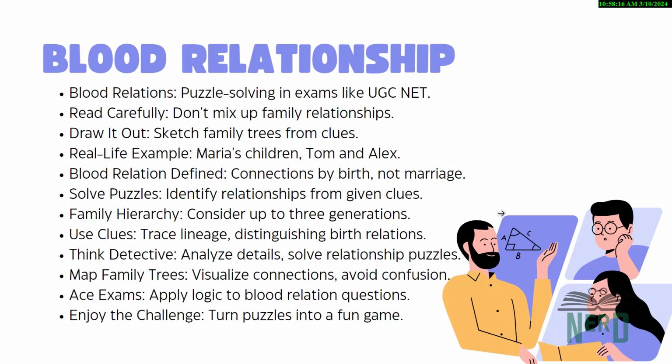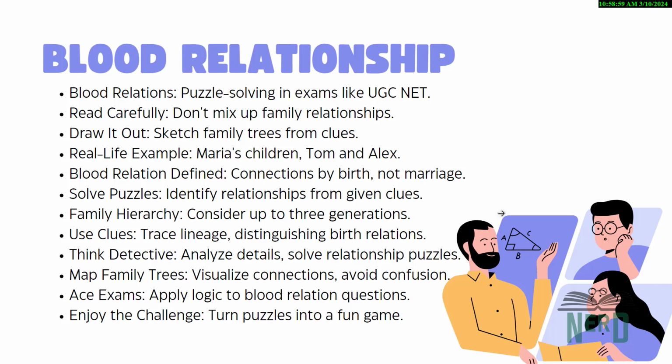And what exactly is blood relation? When we talk about blood relations, we're talking about connections between people because they are related by birth, not because they are married or for any other reason. It's just like when you look at your family photo album: your mom, your dad, siblings, and you are all connected by blood. In an exam, you'll get a puzzle that describes how a bunch of family members are related, and then they'll ask you to figure out the relationship between specific people. For example, if you're asked how person A is related to person B, you'll need to use the clues to trace their connection.